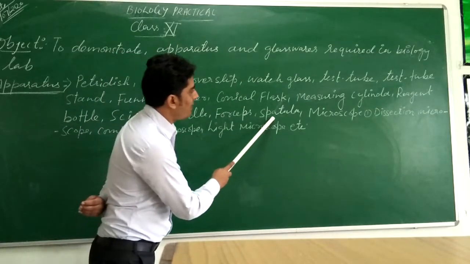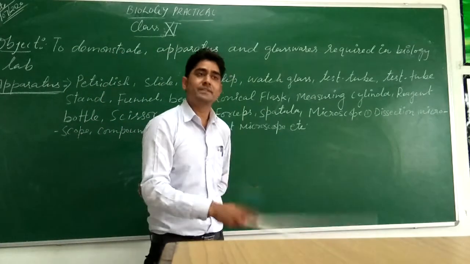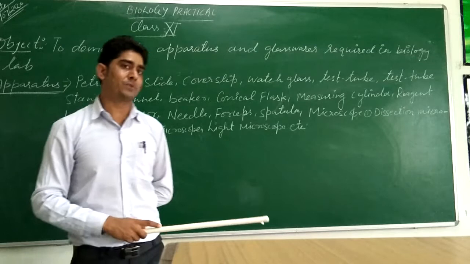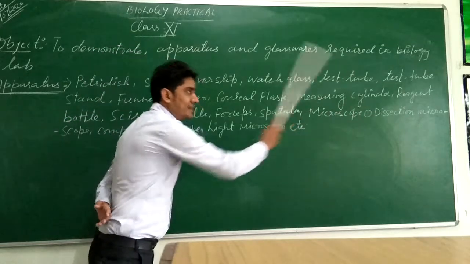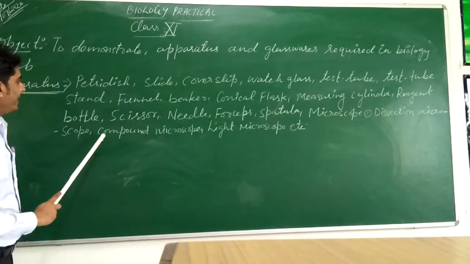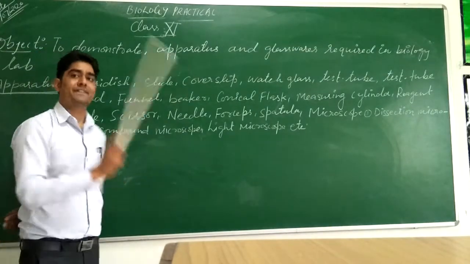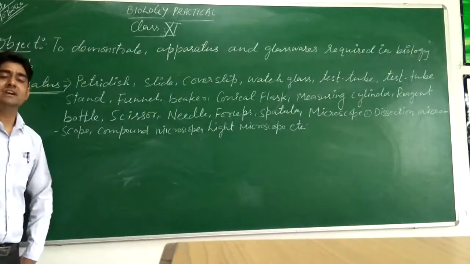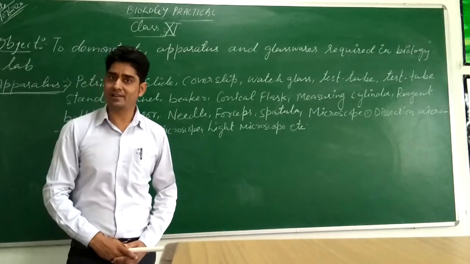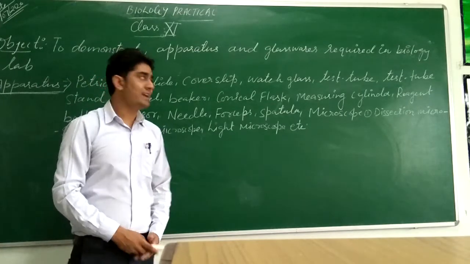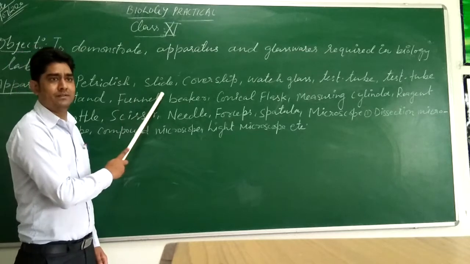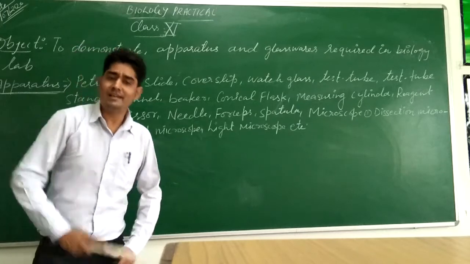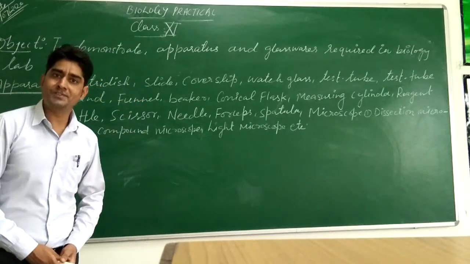forceps, spatula, microscope. There are three microscopes in our biology lab: one is the dissection microscope, the second is the compound microscope, and the third one is the light microscope. These are the apparatus which are very essential for biology practical. Students, now let's see a step by step demonstration of this biological apparatus.